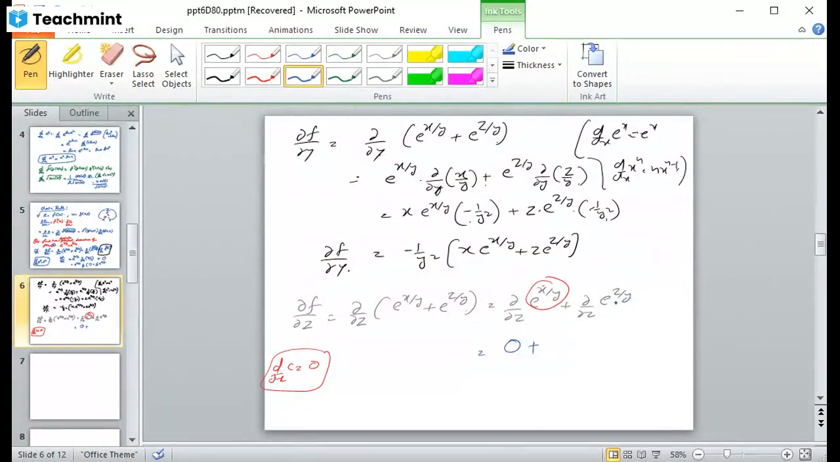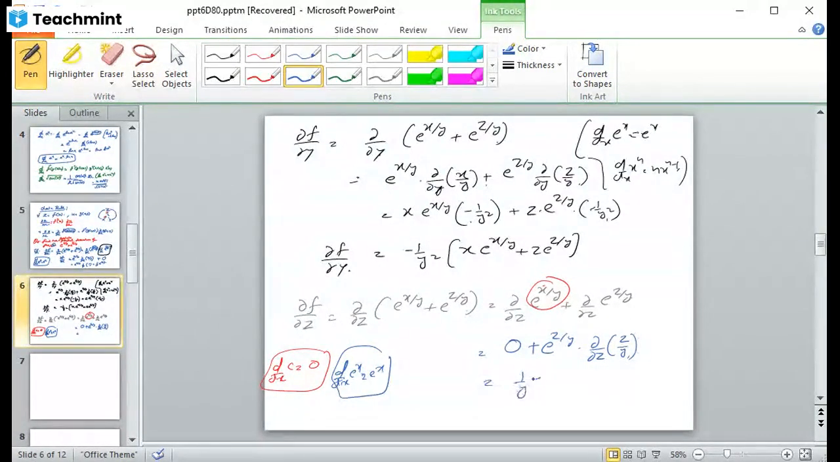And here again it is a composition of functions. The first function is exponential, and the derivative of e^x is e^x. So using this property, this is e^(z/y) into ∂/∂z of z/y. When we differentiate with respect to z, y is constant, so 1/y is taken outside. The derivative of z is 1. So the answer is (1/y) e^(z/y).